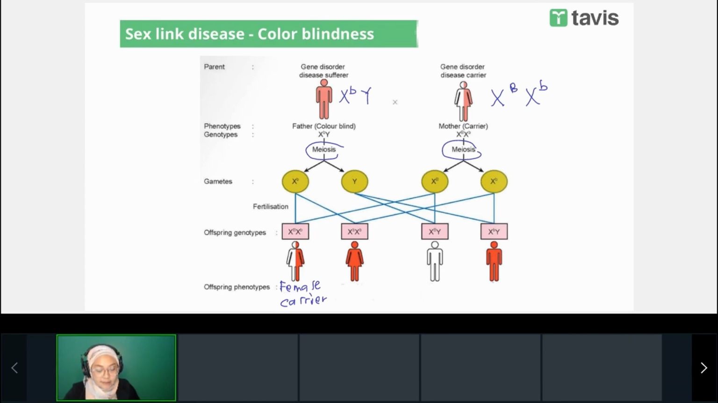Okay, let's see the second child. They carry both recessive alleles. Oh no. So this female has colorblindness. Okay, how about this male? This male carries a dominant allele, so that means he is normal. How about the last child? He carries a recessive allele. That means he has colorblindness.